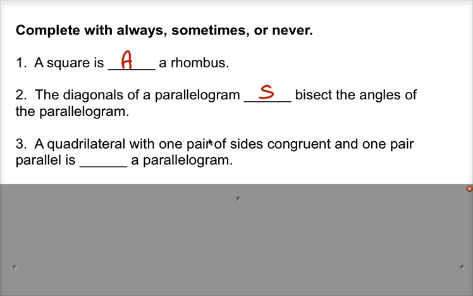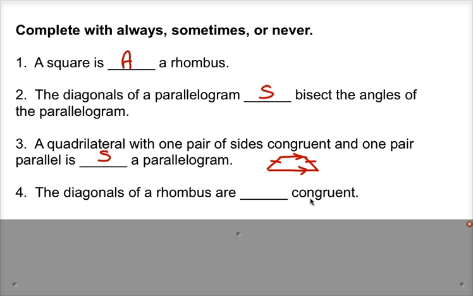3. A quadrilateral with one pair of sides congruent and one pair parallel is blank a parallelogram. And this is going to be sometimes. Because remember, you might have a shape like this where the left and right are congruent, the top and the bottom are parallel, but it's not a parallelogram. Now, if it was the same set that was both parallel and congruent, then it would have to be a parallelogram.